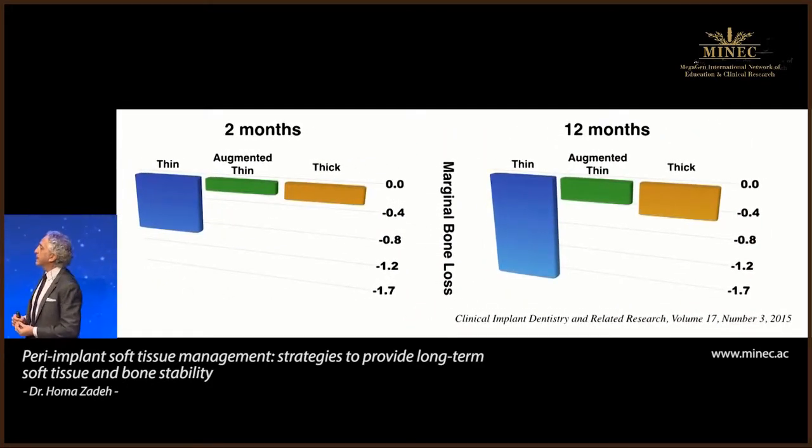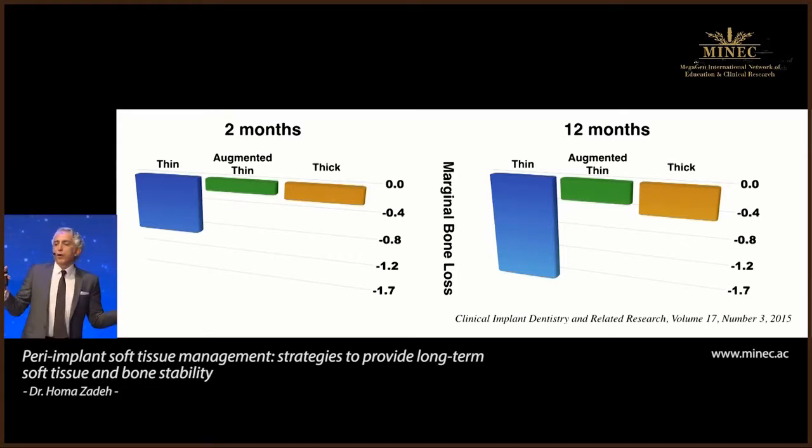And what they demonstrated very clearly is that the group that had thin mucosa had a lot of bone loss. They had nearly 2 millimeters of bone loss. But the group that had naturally thick mucosa had very stable bone with very little bone loss, less than 0.5 millimeter. And the thin group, where they augmented the mucosa without making it keratinized, just by an allograft, that group also had a very stable margin of bone.